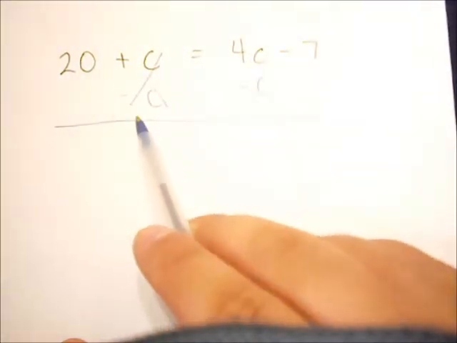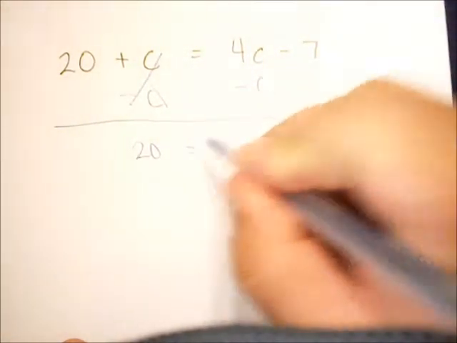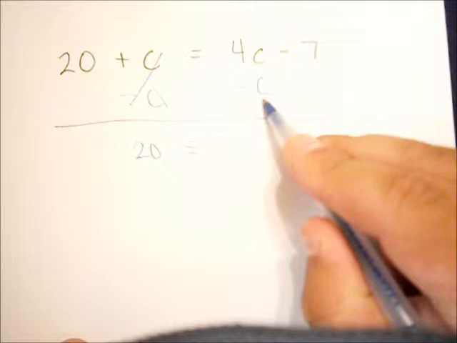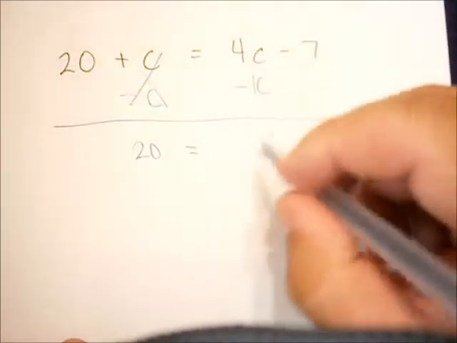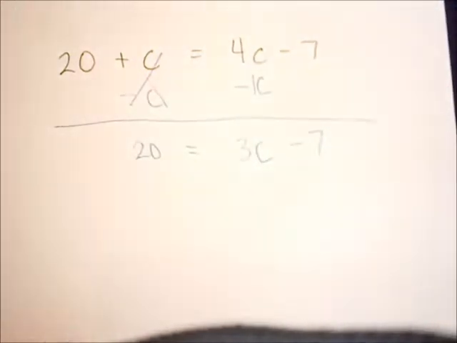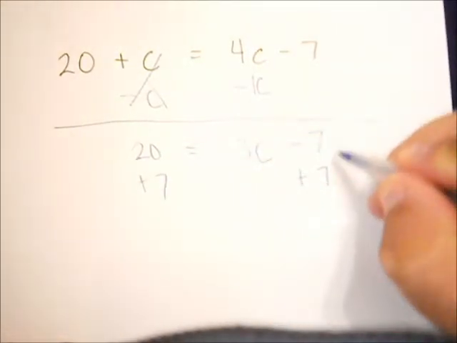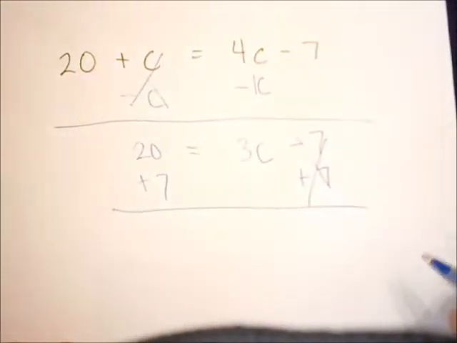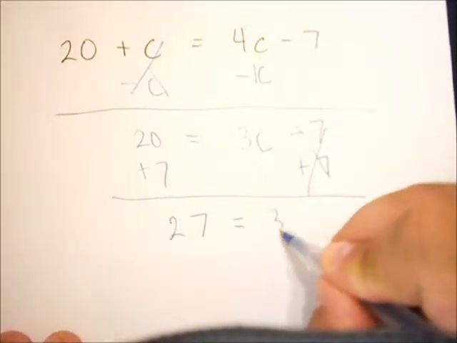So on this side that gives me 20. On this side I have 4c minus 1c, and really this is a 1c, we just don't write the 1, and that gives me 3c. And I still have this minus 7. From here, it's a two-step equation, something you've seen before. So next, I'm going to add 7 to both sides. Which leaves me with 27 on this side equals 3c.